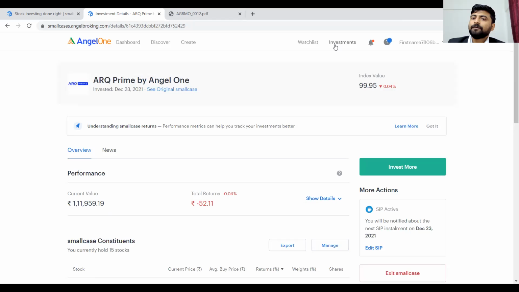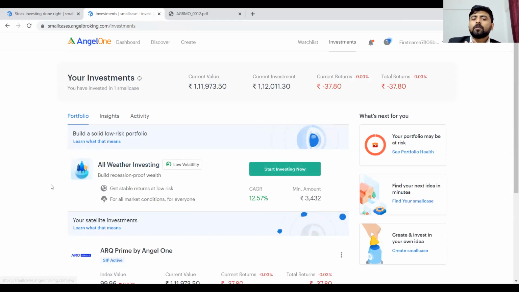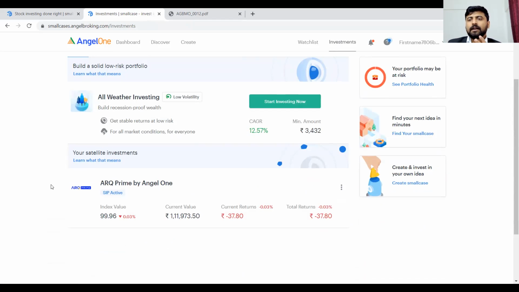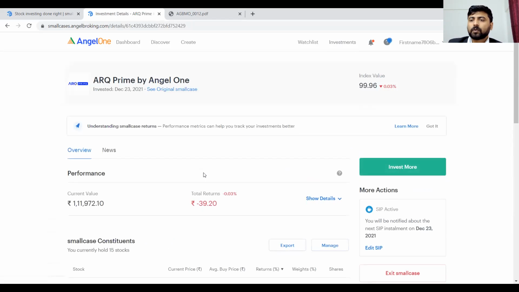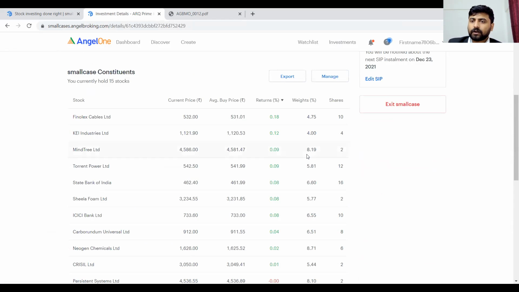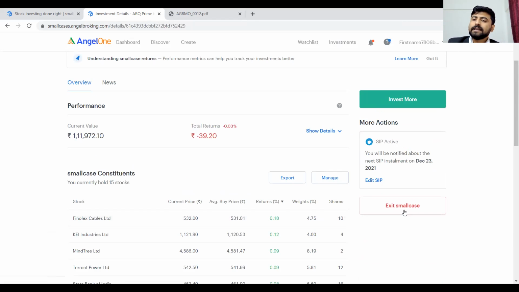Now, we have basically understood how to go ahead and invest in a smallcase, how to invest more in a smallcase, and how to set up an SIP in a smallcase. Now let us try to understand how to exit a smallcase. Again, you'll have to click on the smallcase of your choice. You'll have to scroll down and you will find something called the Exit Smallcase option available here.